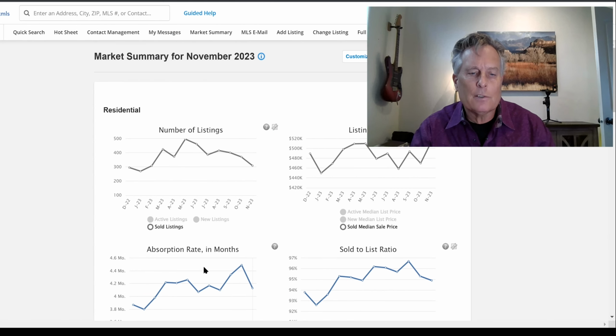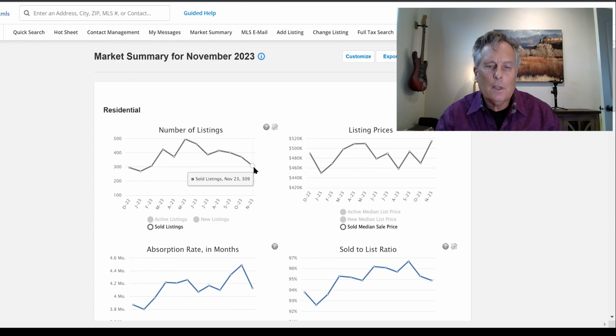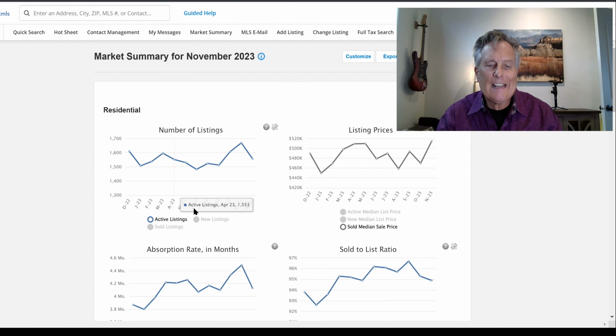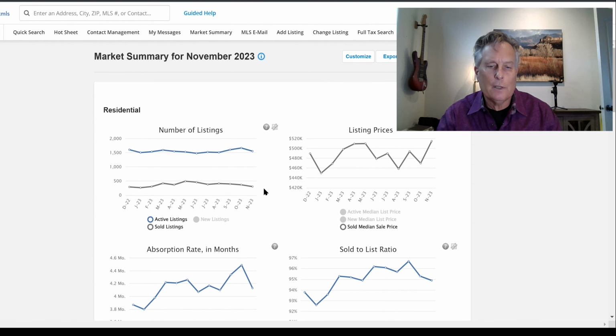First thing I want to do is look at the sold listings throughout the year. Right now, month by month, we had 309 as the close of November. Last year in December, we had 296. If we look at the active listings right now, we have 1558. Last year we had 1610. So a little bit of change there on inventory, not significantly, and our sold listings are pretty much flatline. We're very stable with that.